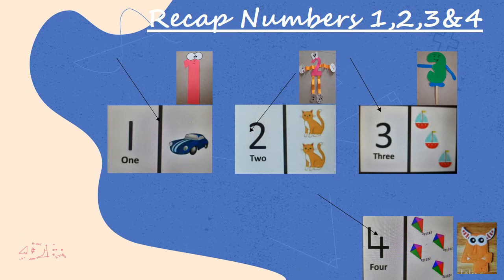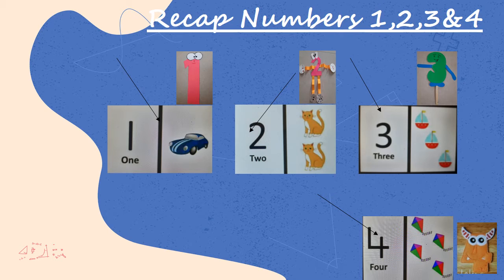The first flashcard is, can you identify the number, children? Yes, it is number 1. So, in the first flashcard, we have number 1 and can you tell me how many cars we have? That's right, we have 1 car. So, number 1 and 1 car.